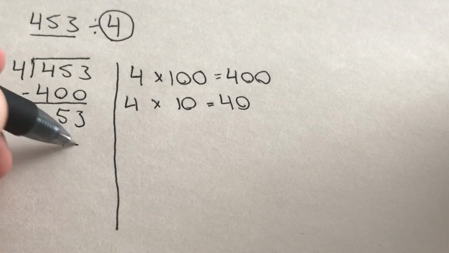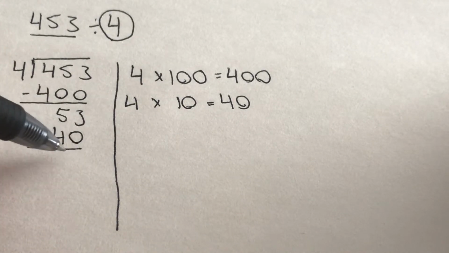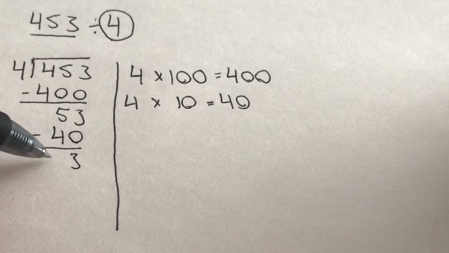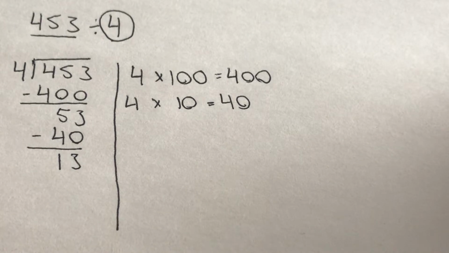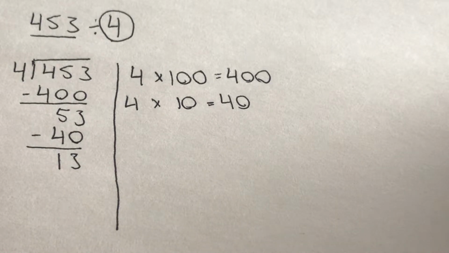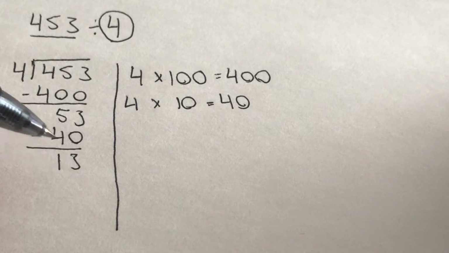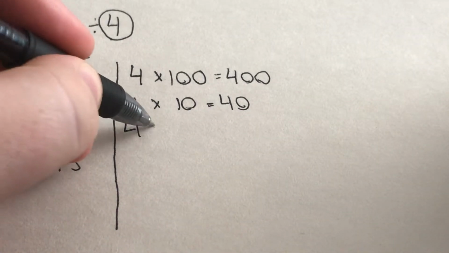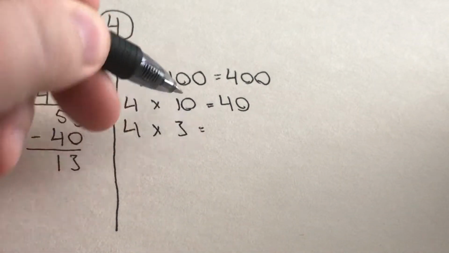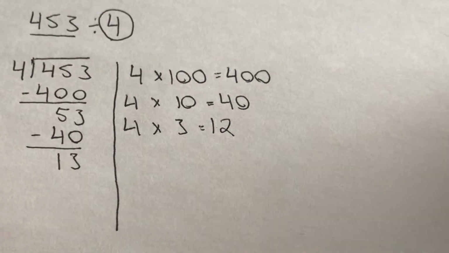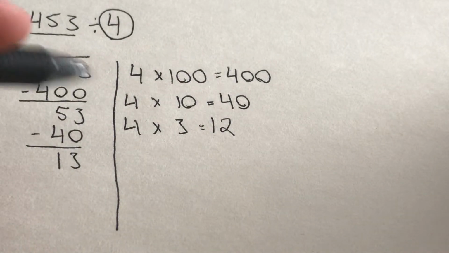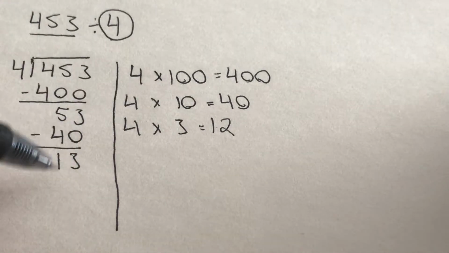So now we subtract our 40. 3 minus 0 is 3. 5 minus 4 is 1. Okay, 13 is still larger than 4, so we know we can still go into it. So we're not finished just yet. But 4 times something has got to be close to 13. Let's go with 4 times 3, which equals 12. That's about as close as you're going to get. Do not forget to subtract it.